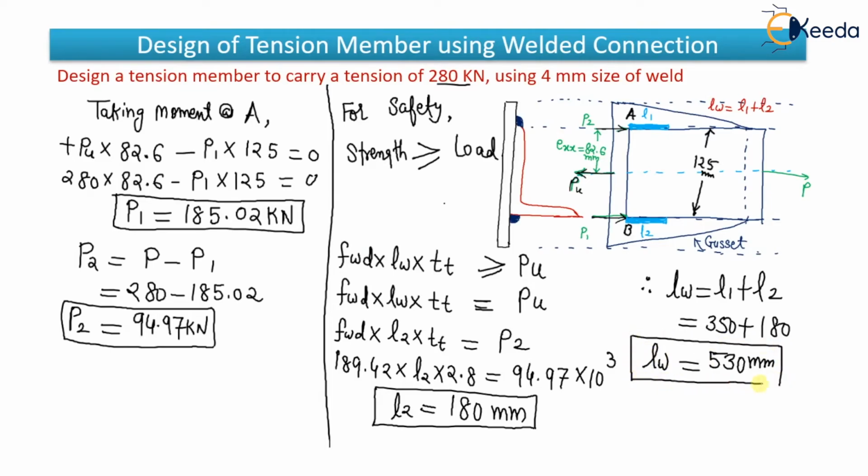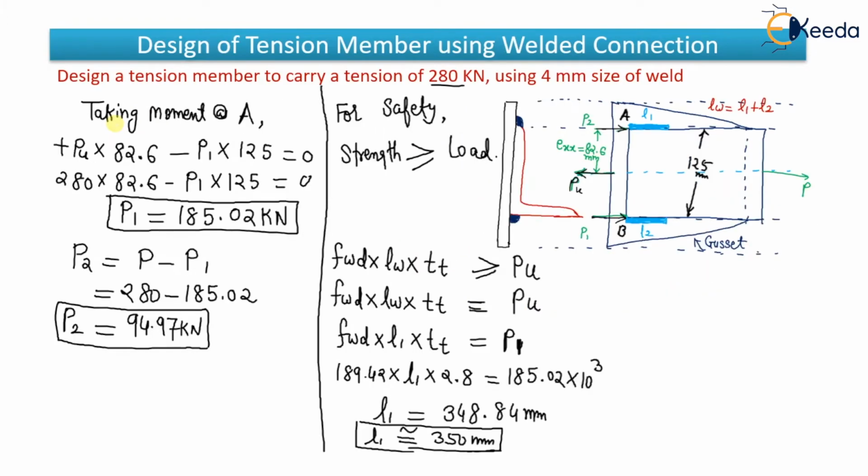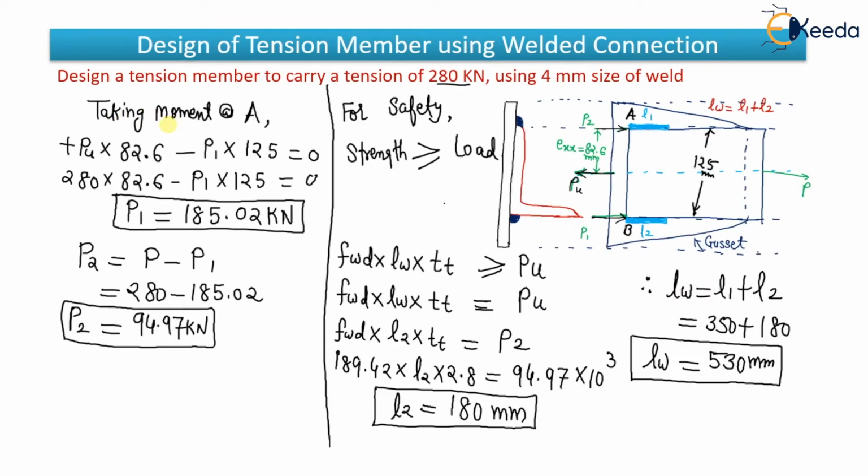Now this is only part 1. We have designed the welded connection but not the tension member. Just clear this thing. We have to design the tension member by using weld. So this is just a weld design. Now what is remaining? We have to design the tension member. For the design of tension member, steps are very simple. We have to use the same steps, TDG, TDB and TDN, that you know.